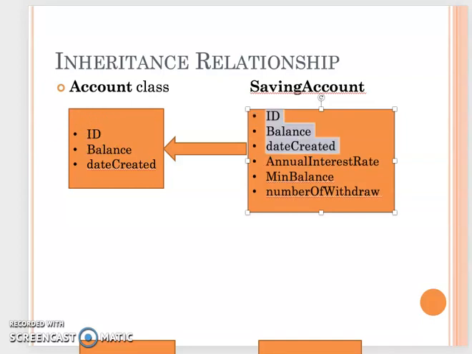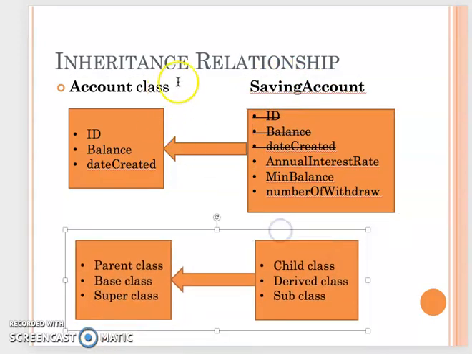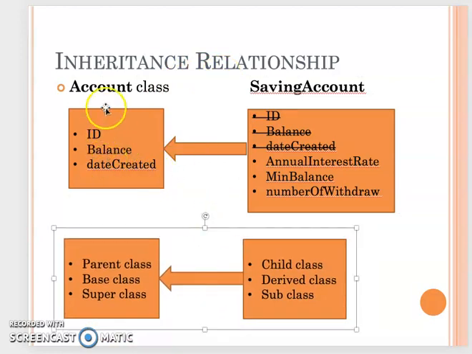Or here, let me use the other way. We just remove that for now. When we remove that, it's because we don't need to define them again in the saving account, since you do the inheritance relationship. The account class's data attributes are also available in the saving account. This relationship is what we call the inheritance relationship. The class that is inherited from, we call the base class in C++.